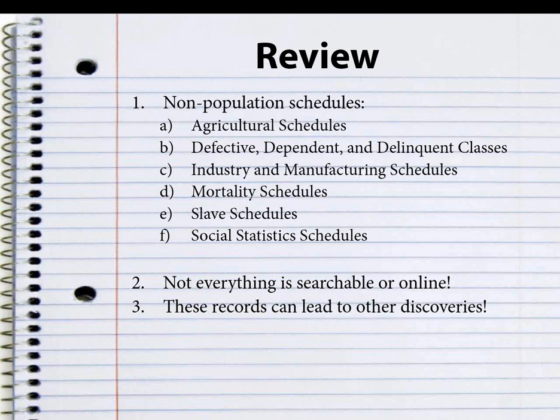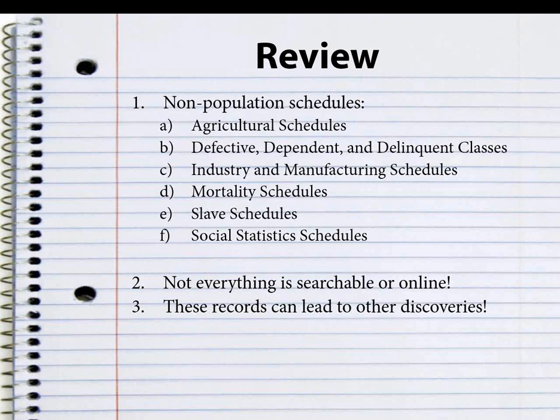Okay, so as a review, I know we went over a lot. So we did non-population schedules. We did agricultural, we did defective, dependent, and delinquent classes. We did the industry and manufacturing schedules, mortality, the slave schedules, and social statistics.